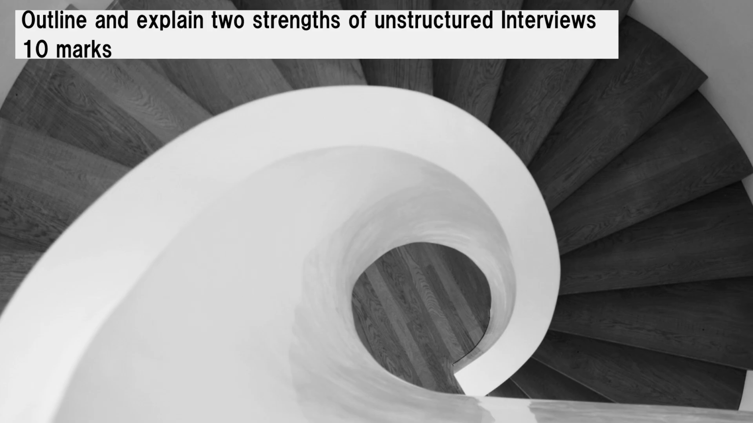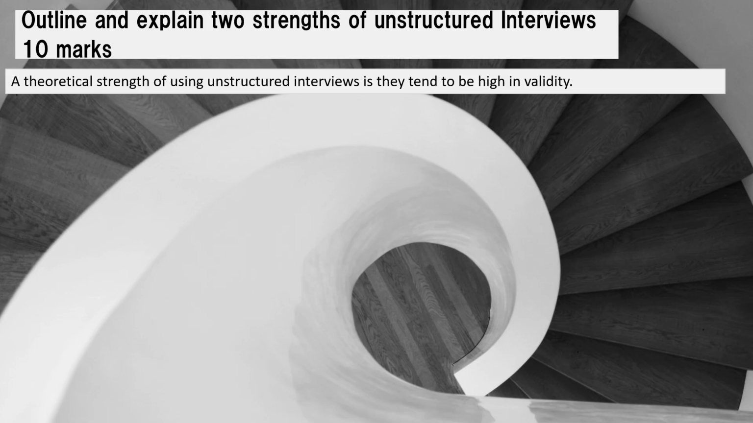So as a recap, the question is outline and explain 2 strengths, and you can practice these steps with weaknesses and a different method, but this is the 4-step process. 1, state the strength. Tell them if it's a practical, ethical or theoretical strength or weakness.